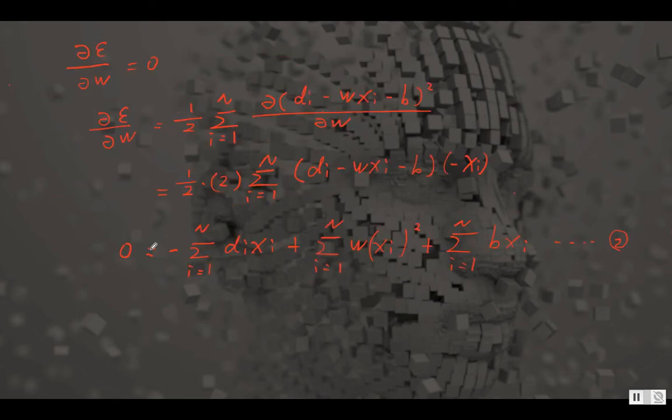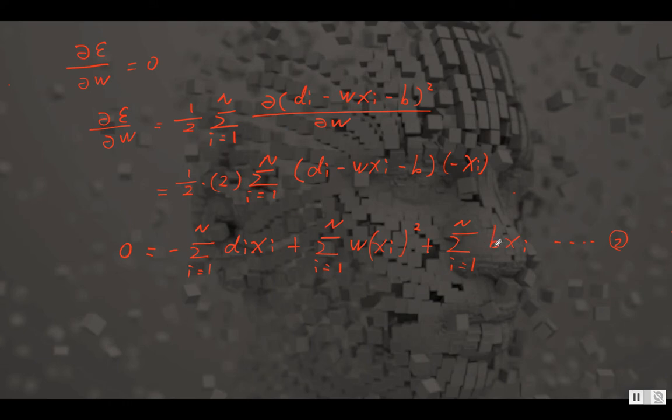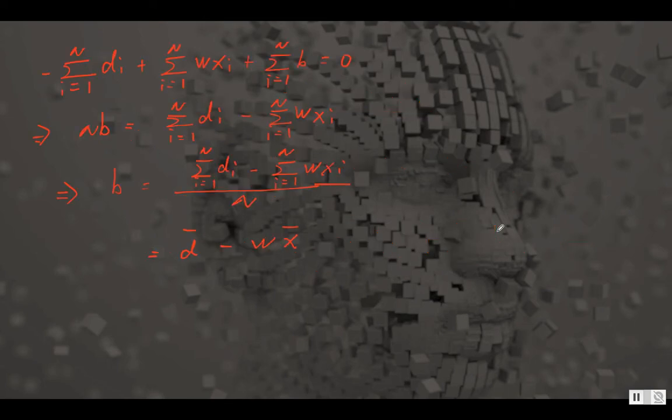Then let's go back to look at equation 2. So here's b equal to what we derived from here. Therefore, we can rewrite equation 2. We can plug that into here. The b replaced by d bar minus w x bar. So then we'll get a new equation.